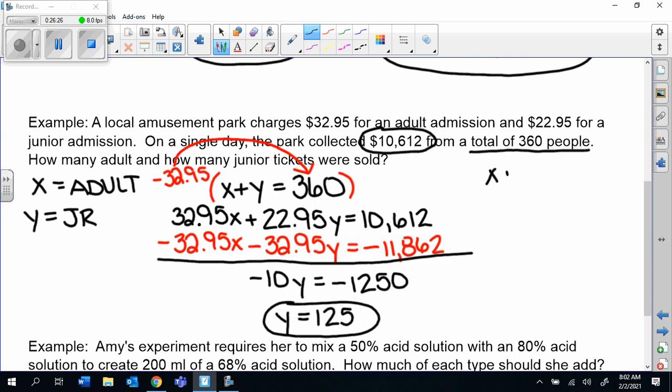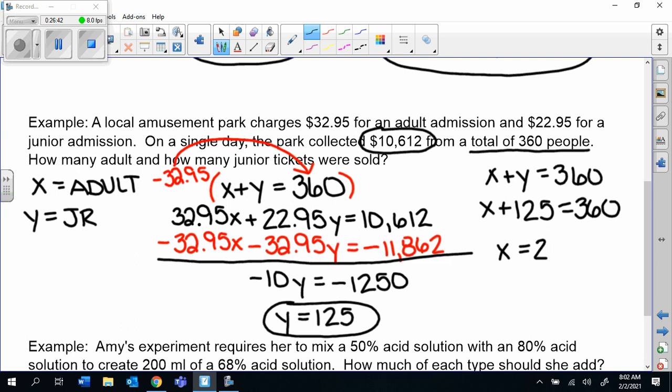All right, x plus y equals 360. We know the y is 125. So subtract it over, and there must be 235 adults. So then just take a moment, go back and look at your variables. X is the adults, so 235 adults and 125 juniors.